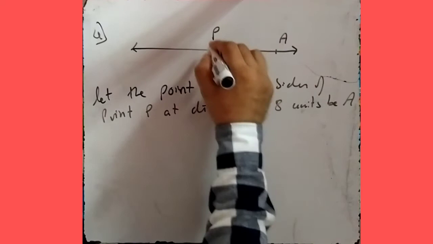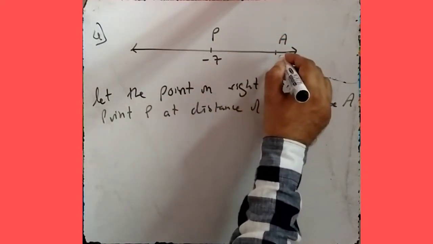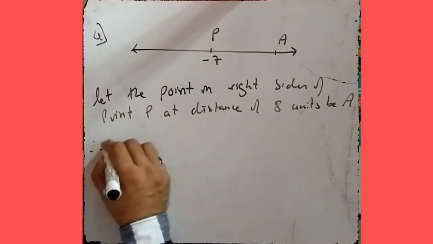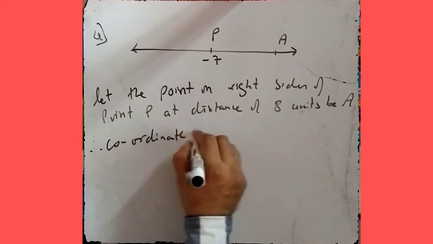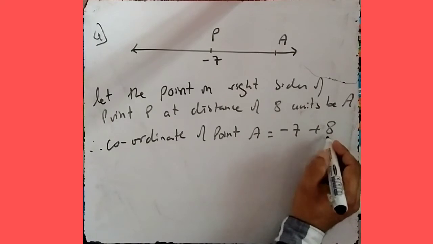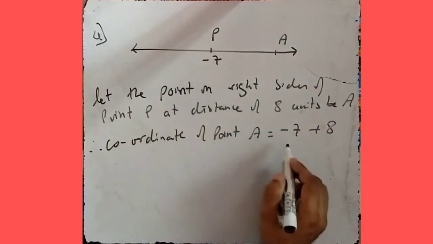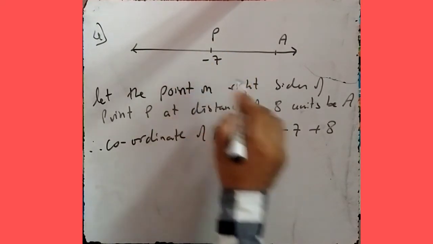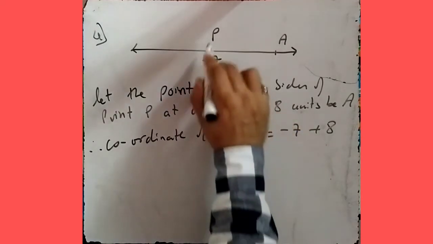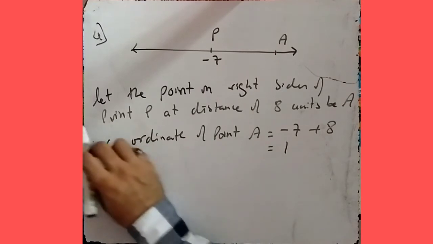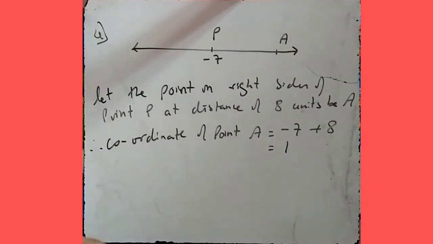Right side ka point hum log assume karte hain A. Therefore, what will be the coordinate of point A? Let's write that. Coordinate of point A will be minus 7 plus 8. Since it is on the right side, so we will do plus addition. Minus 7 was the coordinate of P and the point A is 8 units away. That's why minus 7 plus 8, which will become 1. Coordinate of point A will become 1.